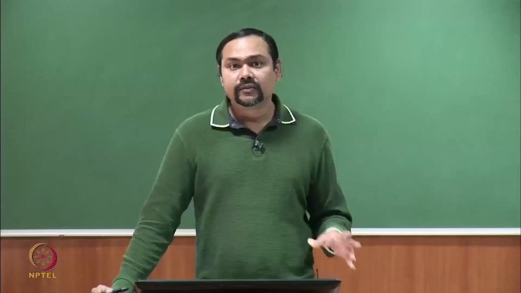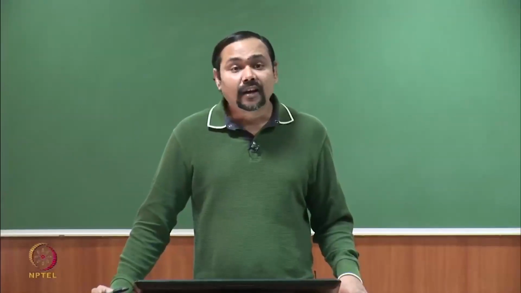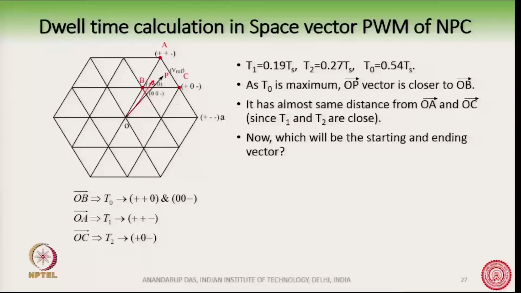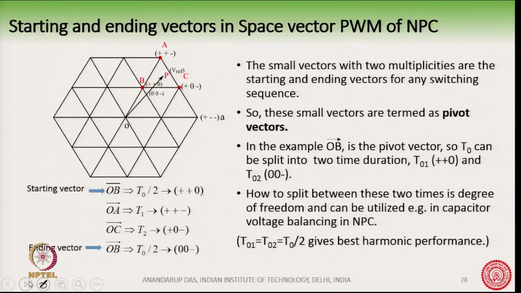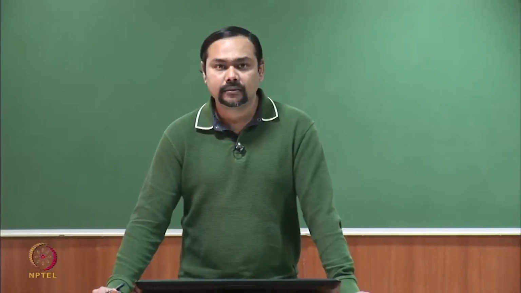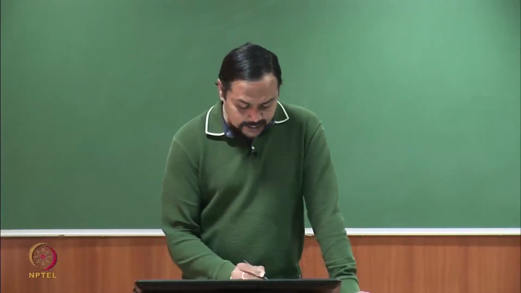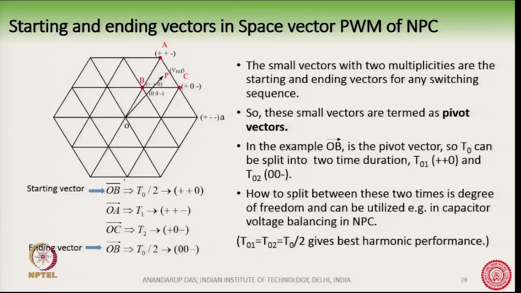Now, the question is, as I was discussing, which will be the starting and ending vectors. We have known the weightages of the 3 vectors, and which one will be the starting and ending vector. For that we observe that we should start with the B vector. We should start and end with the B vector, as it is shown here.